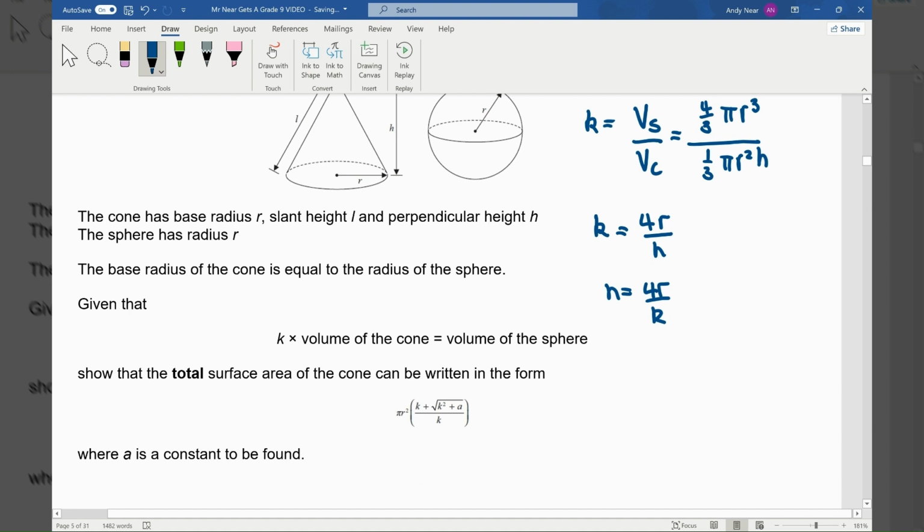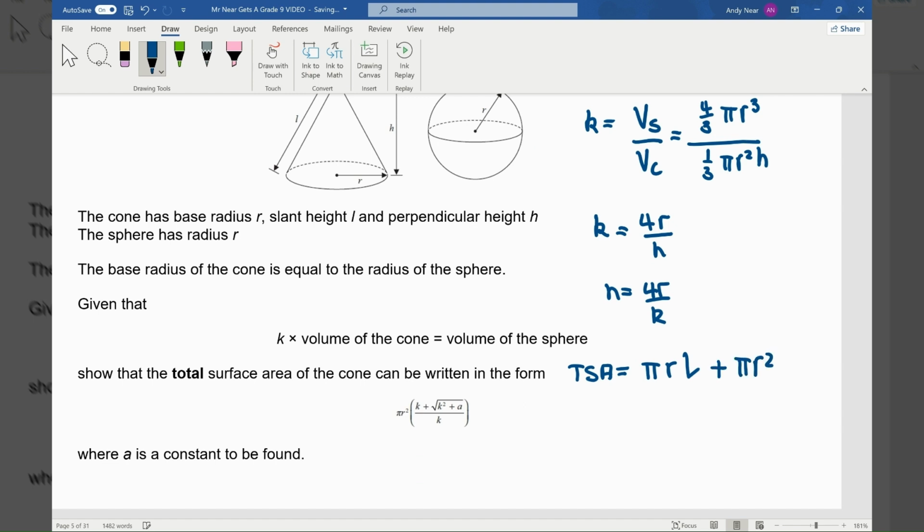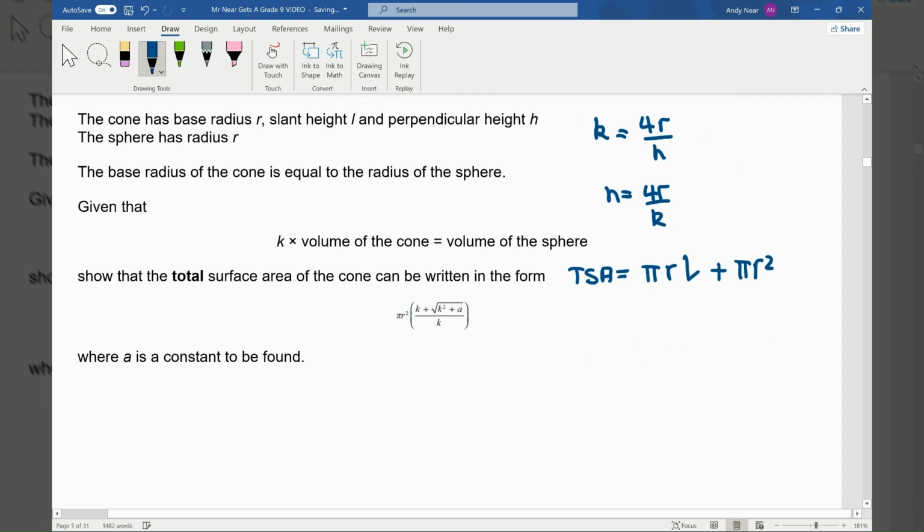Now we're asked to show that the total, in bold, surface area of the cone. The total in bold is because it's saying it wants the curved surface area and the bottom of it, which is the circle. So the curved surface area has area pi r l, and the base has pi r squared. Now I need to show that this can be written in this form here.